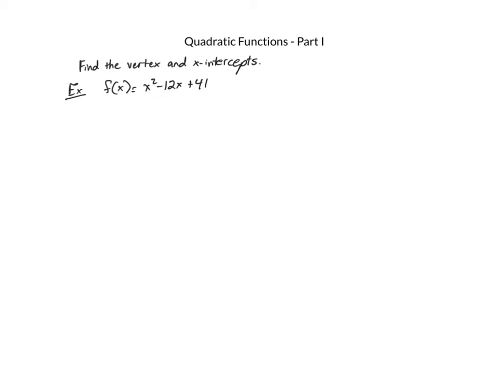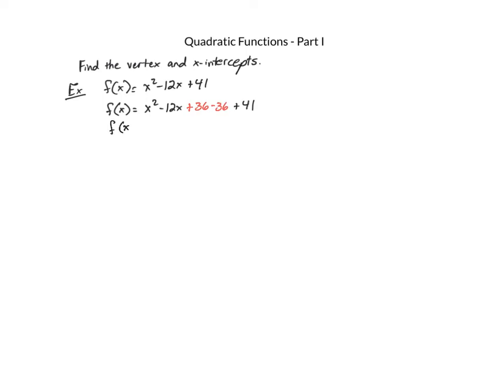Let's see if you got the same thing that I'll get. Let's slide that 41 over. So we have f of x equals x squared minus 12x plus 41. We take half of negative 12, that's negative 6. Negative 6 squared is 36. So I'm going to add 36 and subtract 36 from the same side.